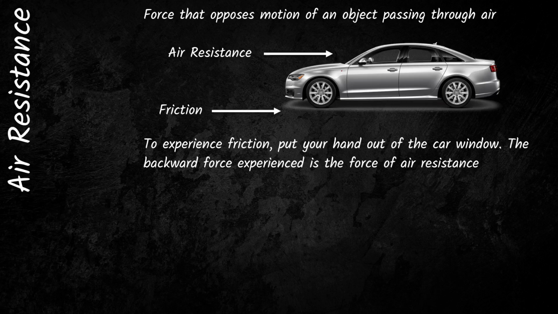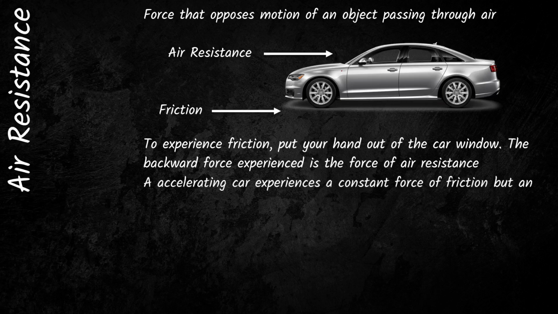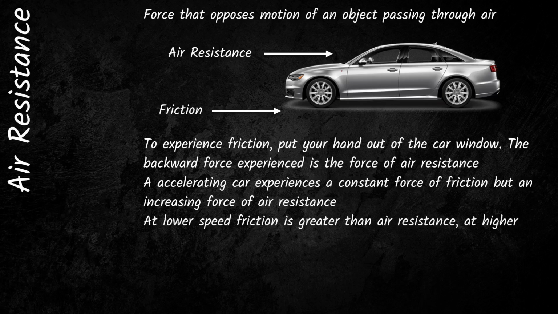An important thing to remember is that air resistance depends on the speed of an object. The greater the speed of an object, the greater its resistance. But friction between surfaces does not depend on the speed of an object. Hence, it can be concluded that an accelerating car experiences a constant force of friction but an increasing force of resistance. At lower speed, friction is greater than air resistance. At higher speed, air resistance is greater than friction.